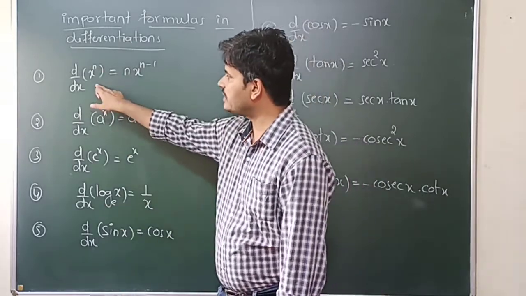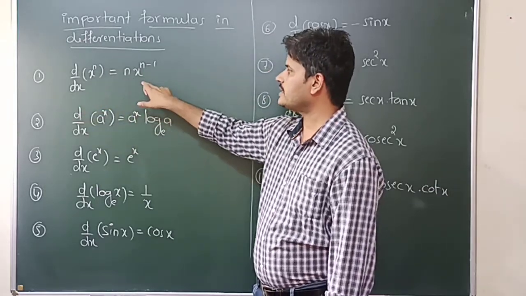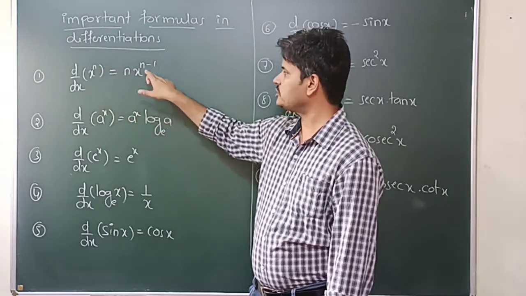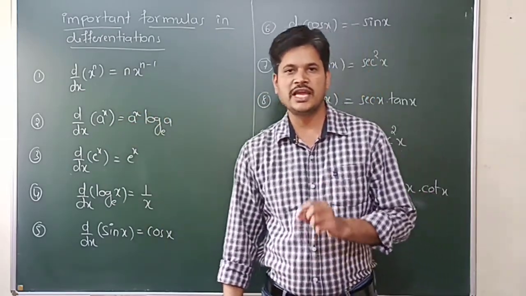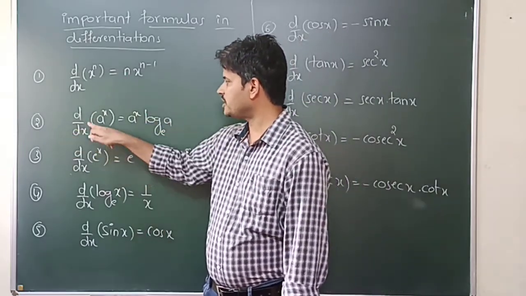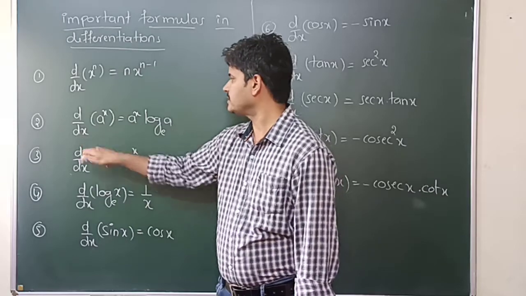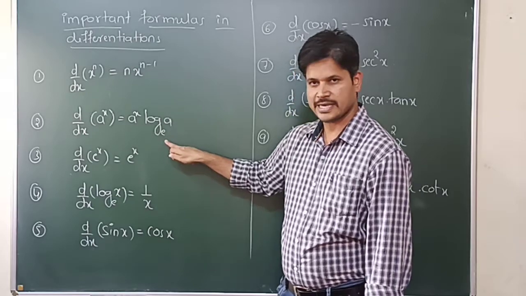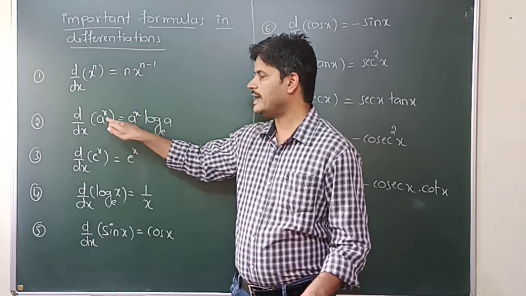We are going to differentiate this x raised to n with respect to x, then that becomes n x raised to n minus 1. After the differentiation, x raised to n becomes n x raised to n minus 1, where this n is a number 1, 2, 3, 4, 5, 6, like that. Then the second, differentiation of a raised to x with respect to x, becomes a raised to x log a to the base e. Similarly, where this a is a number and x is a term.